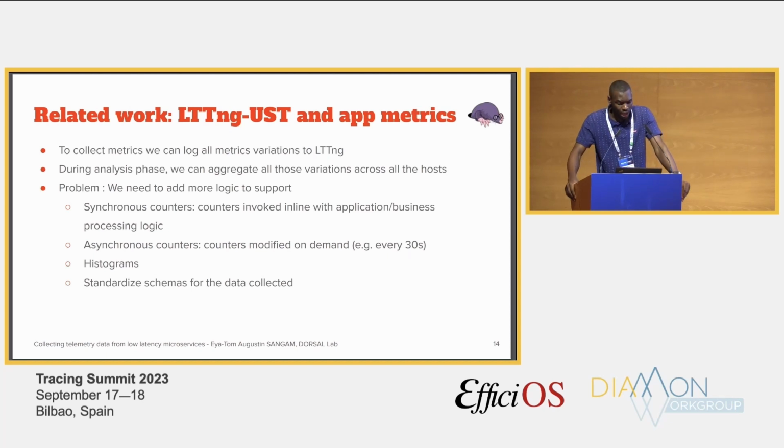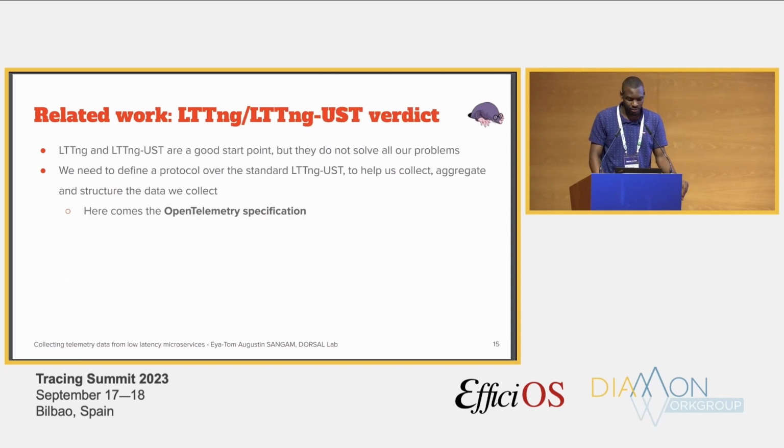Another problem you have when doing that is that you have different types of counters. So you have, for example, synchronous counters, which are modified by the application logic itself. You have asynchronous counters that are modified in a kind of repeating interval. You have histograms. And generally with microservices, you have different teams working on each service, and they might not use the same schema, so you need to, at the company level, standardize how you want to collect everything and how you want to structure the data you collect.